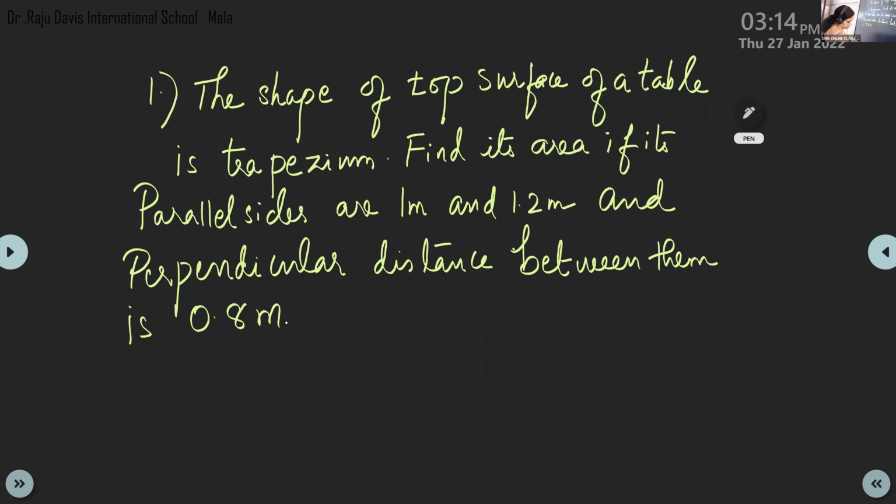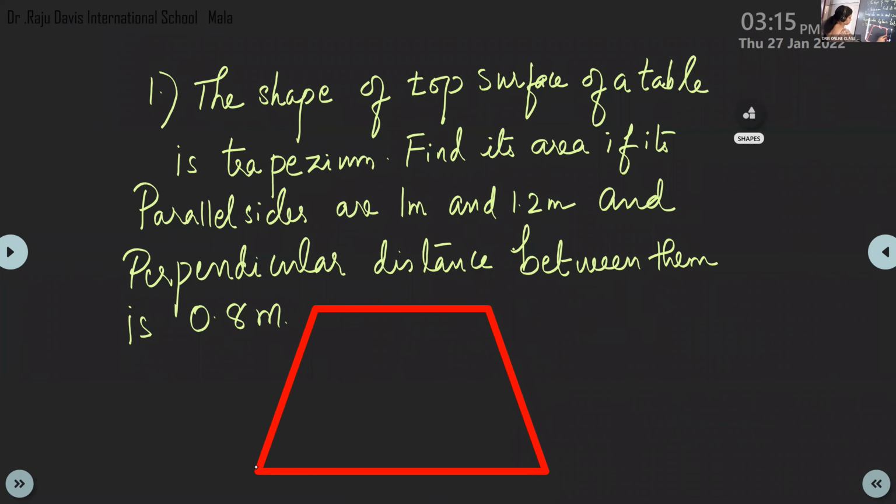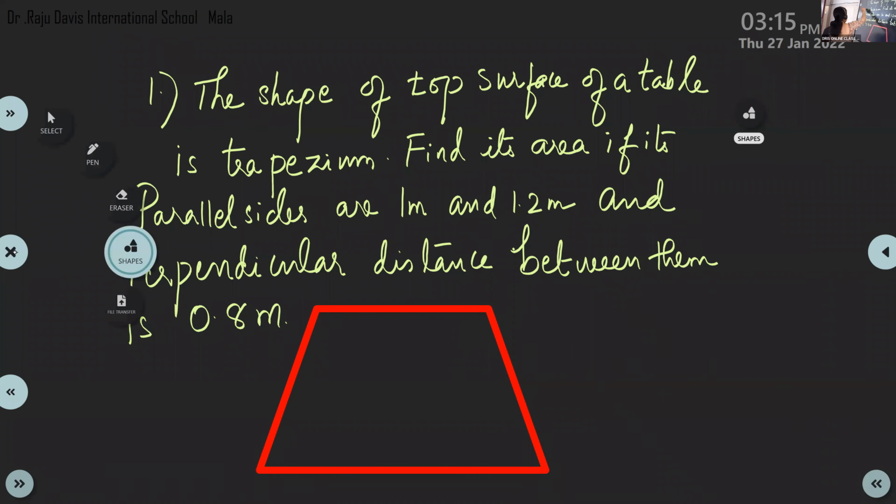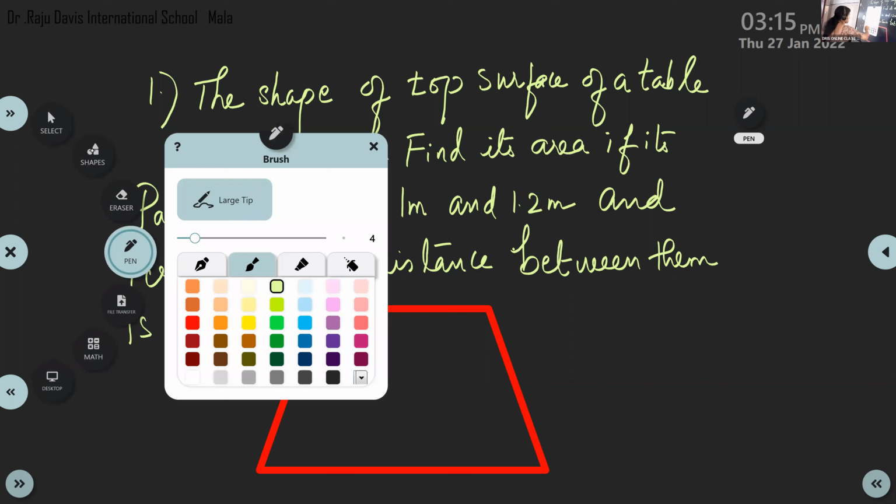This is the question. And the figure is given in your text, that is the tabletop in the form of a trapezium. So let us draw the figure of the trapezium in your book. You can draw the figure like this. Okay, the question is given. This is a trapezium. It's a tabletop.